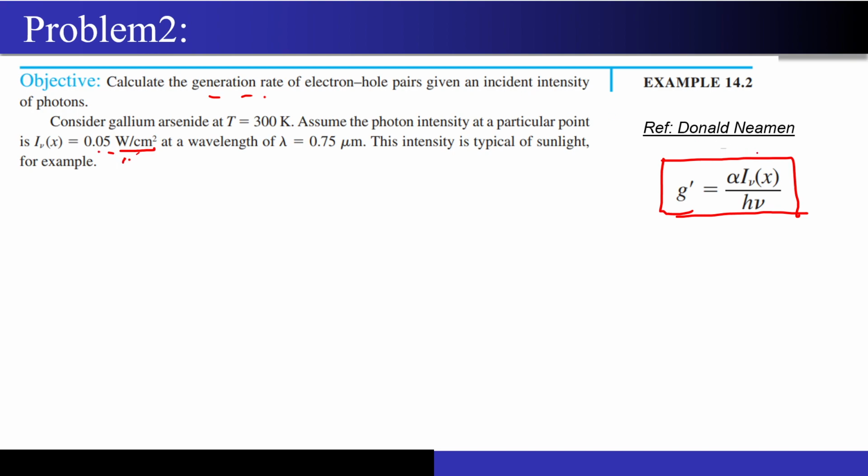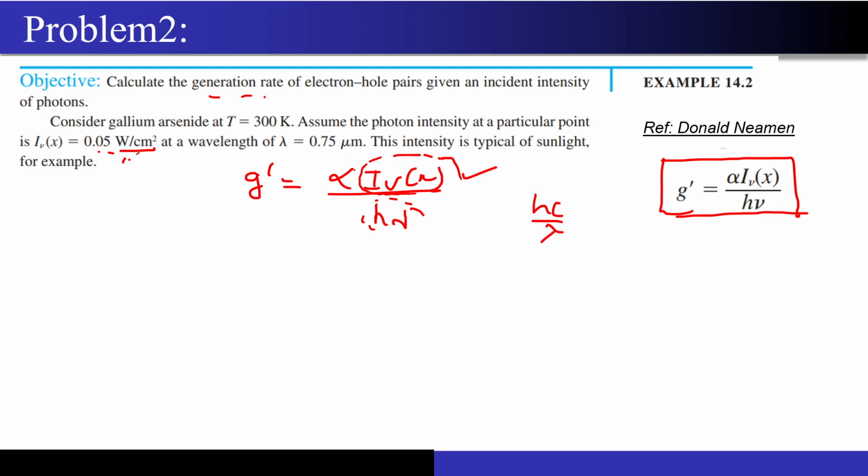So now what we have to do is find the G dash, right? So what is this G dash? G dash is nothing but alpha times I of x divided by h nu. The I of x that you are seeing has been given to me, correct? The h nu value I have to calculate. It is nothing but hc by lambda, right? I can find it out very easily. And what about the alpha?